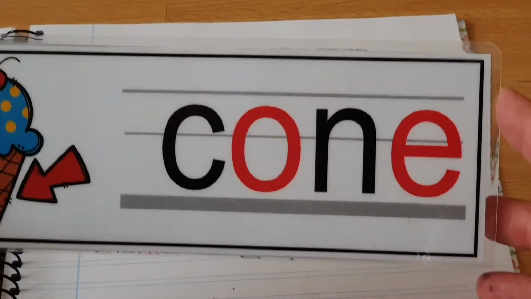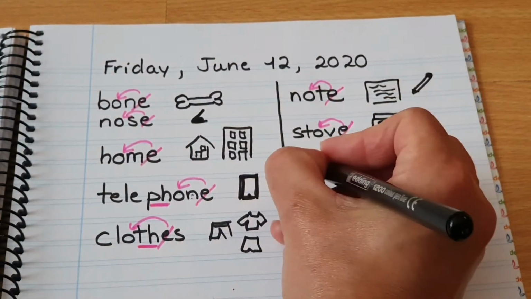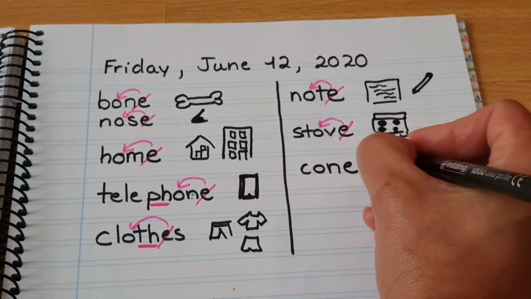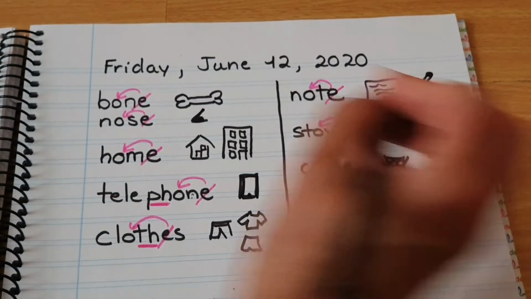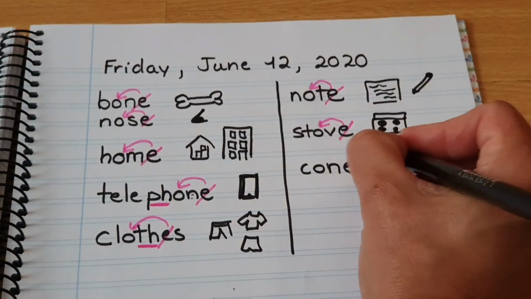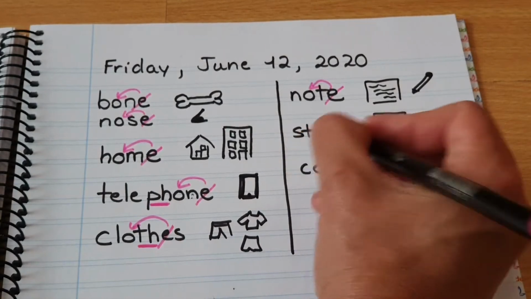This is an ice cream cone. Do you like ice cream? I love ice cream. Yummy, yummy. A cone. An ice cream cone. And I'm going to draw a cone. And what kind of ice cream do I like? Strawberry. I also like vanilla, chocolate, pistachio. Yummy.